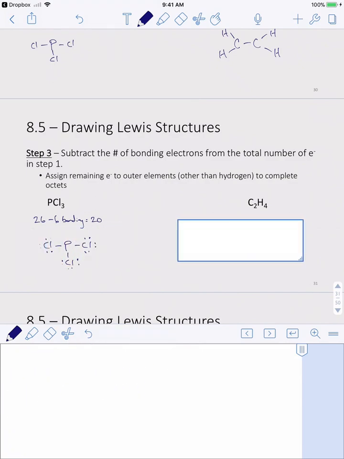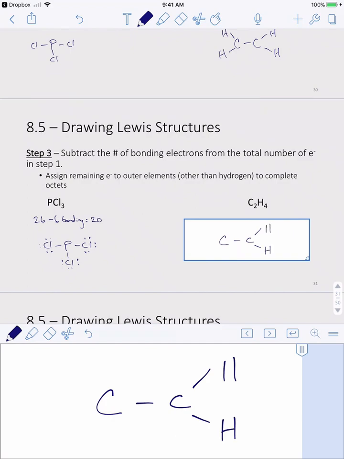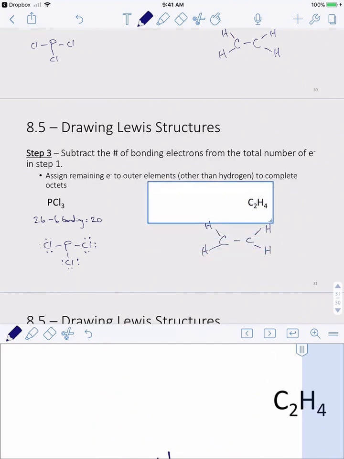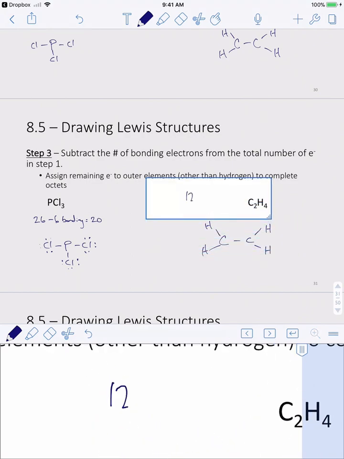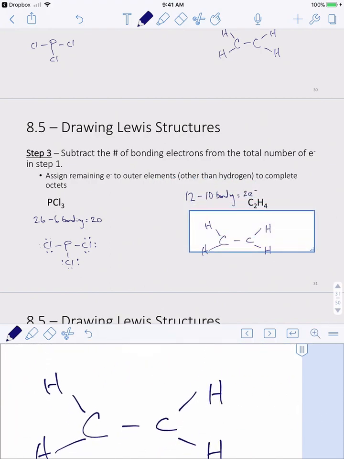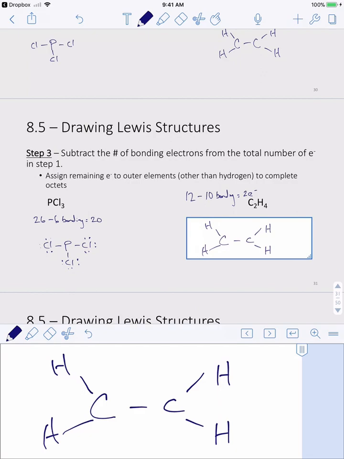We come over here to our other molecule, C, C, H, H, H. Again, from the previous slide, we should have had 12 electrons, and we need to subtract out the bonding. We look at this structure and it has 1 carbon-carbon bond and 4 carbon-hydrogen bonds. So that's a total of 2, 4, 6, 8, 10 electrons that are in bonding. So minus 10 bonding. That leaves us with 2 electrons to distribute to this structure. We can't put them on hydrogen, so we're just going to skip this step.